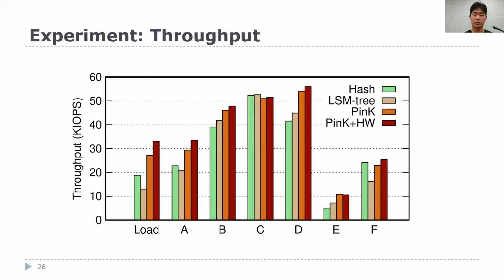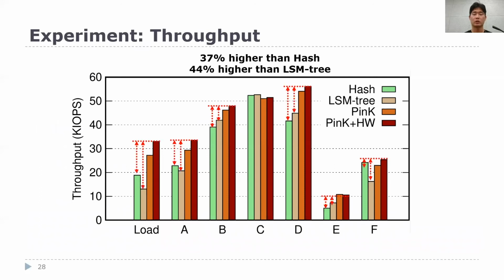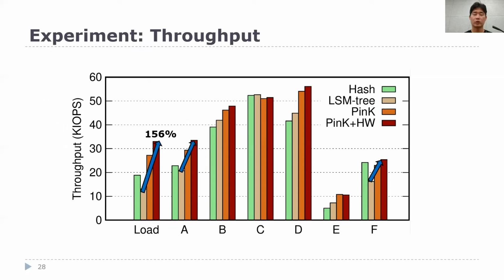Let's analyze the throughput of each KV-SSD implementation. PinK hardware has 37% and 44% improved performance over hash and LSM-tree on average, respectively. Since PinK hardware removes the bloom filter, which is a burden to the CPU, and adopts a hardware accelerator for compaction, it has at most 156% improved performance over LSM-tree. Also, PinK hardware has at most 21% improved performance over PinK, which does not use hardware accelerators.